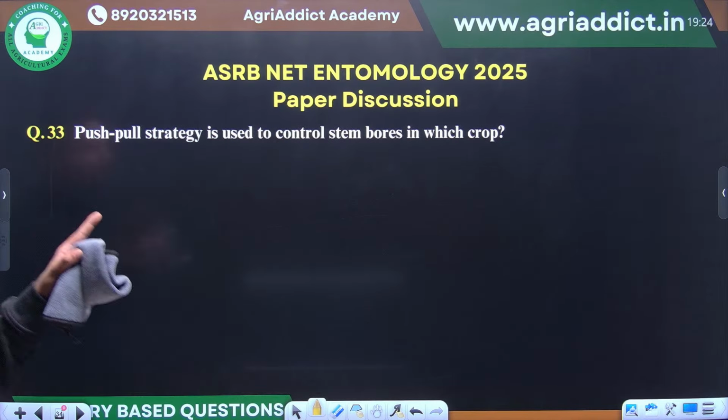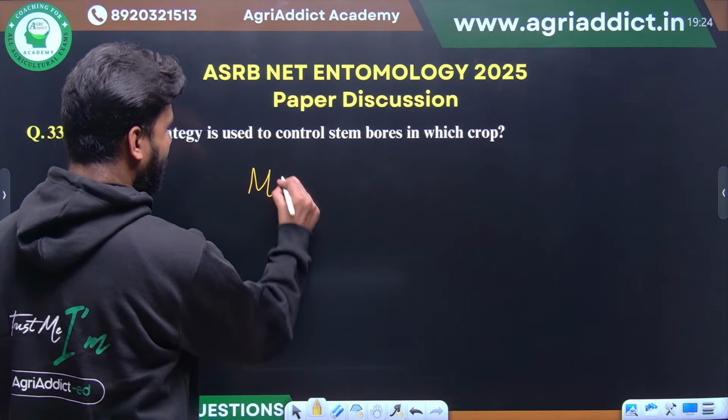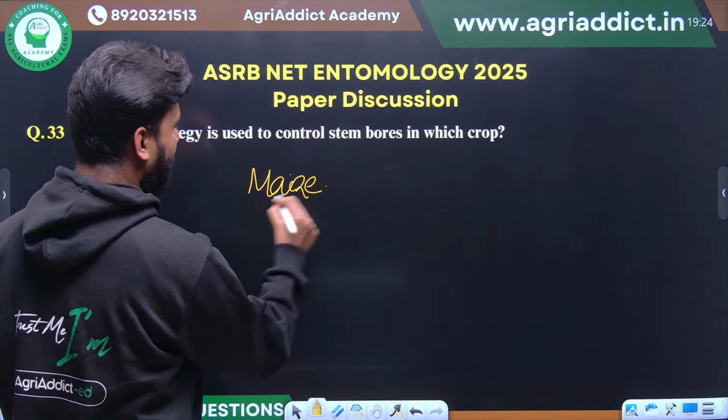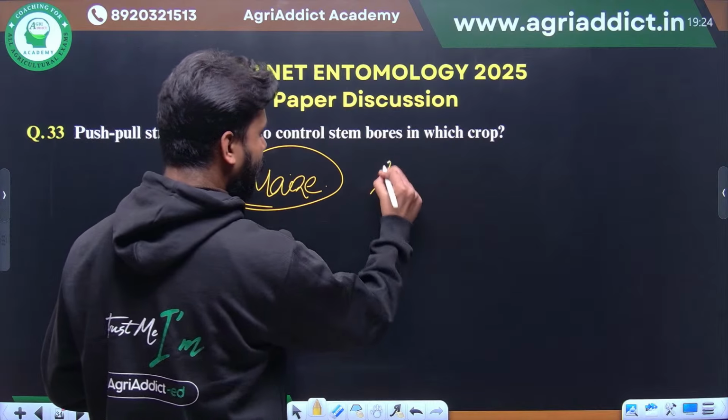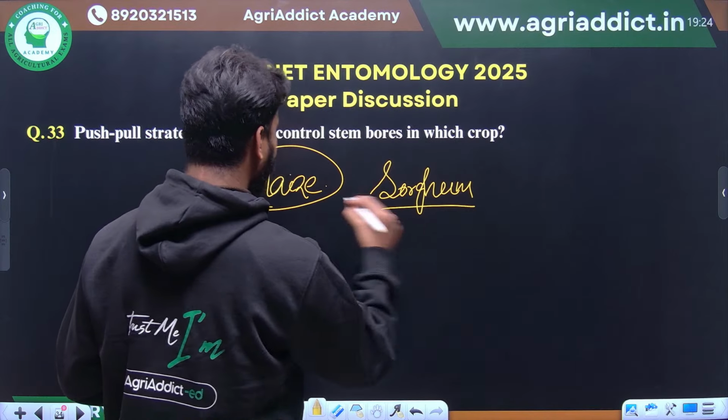Push-pull strategy is used to control stem borer in which crop? So the answer was maize. Apart from maize, another answer will be sorghum, but it was not in options. So correct answer will be maize.